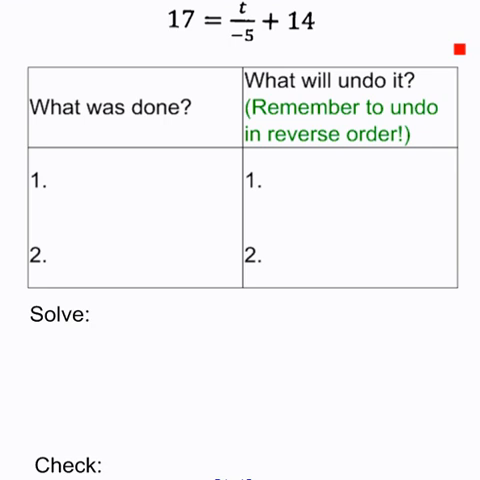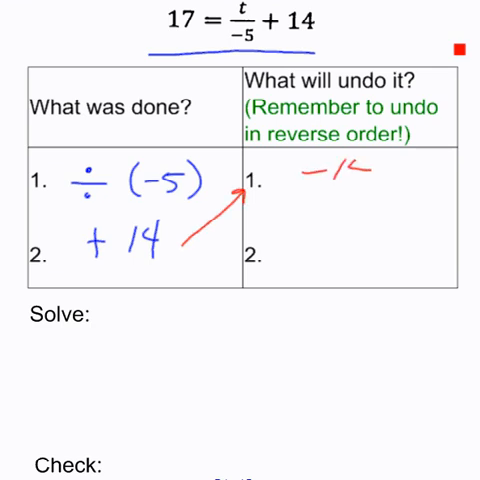I'm putting this one in because sometimes people get a little confused by division when it's put in this way. So this is my equation, t divided by negative 5 plus 14 equals 17. So what was done to the variable is first we're dividing by negative 5, and then we're adding 14. So to undo that, we're going to subtract 14 and multiply by negative 5.